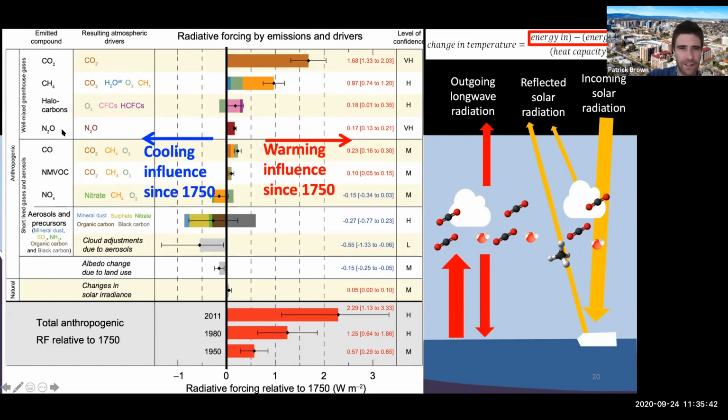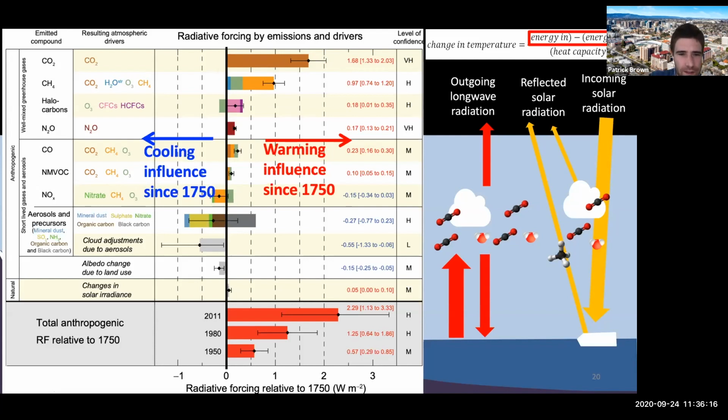But if we look at the size of these bars, we see CO2 is the largest bar and it's positive. And so this is why we talk so much about CO2 in this class, or at least one reason why, is that it is the largest positive radiative forcing since 1750. So it's the largest single contributor to global warming since the Industrial Revolution.